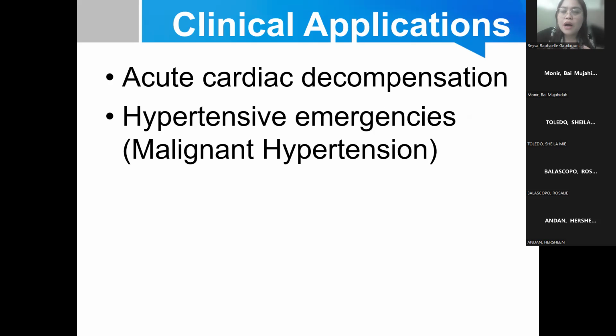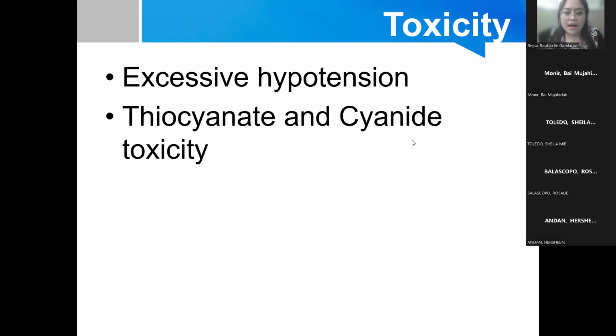Okay, so when do we use our nitroprusside? Of course for heart failure, especially acute heart failure. And I mentioned this last time, we use it as a reserve drug for hypertensive emergencies, or what we call malignant hypertension. So the problem is, since both the arteries and veins are dilated, there will be excessive hypotension. And I also mentioned last time, since nitroprusside is made up of cyanide, the patient may be at risk of having cyanide toxicity.